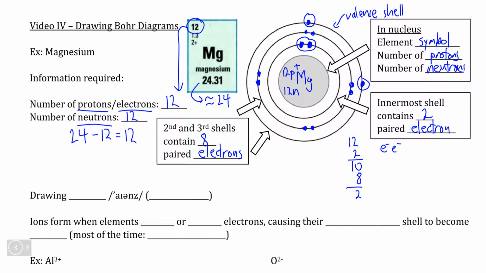And in short, that's the process of drawing a Bohr diagram. Start with the nucleus by listing the element symbol, the number of protons, and the number of neutrons, and add electrons to the appropriate shell, starting with 2 in the innermost shell, and then 8 in the next 2 shells that come. Now, in Science 10, you will not be required to draw Bohr diagrams that have more than 3 shells because the number of valence electrons becomes greater than 8 and the structure gets a little bit more complicated.